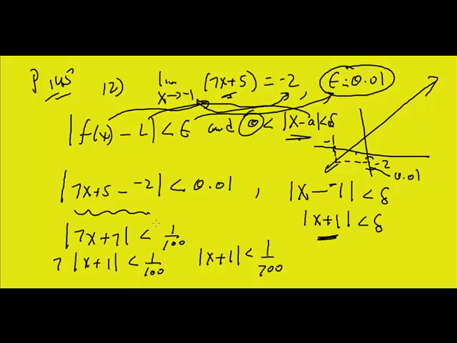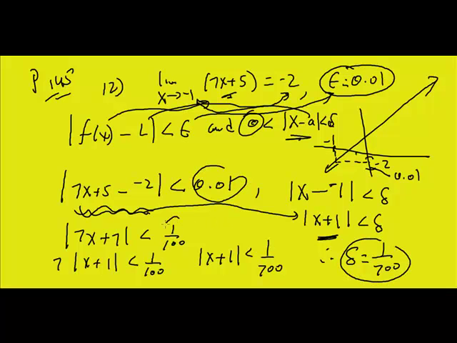So I made the left side here look like that. So now I can tell what my delta has to be. For this to be true, my delta has to equal 1 over 700. So if you pick this neighborhood, which is 1 over 100 around -2, I can pick a neighborhood which is 1 over 700 around -1, and all the y values will fall within the neighborhood that you specified. Okay? Alright, let's do a couple more.